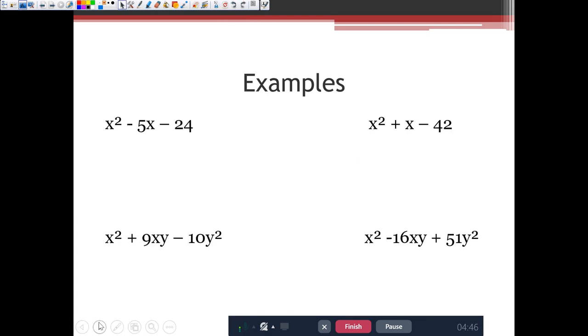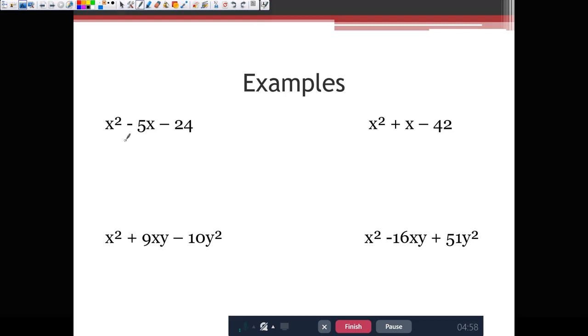So now here, I have a negative number. In order for us to multiply two things together to get a negative number, I'm going to have a positive number and a negative number. However, when I'm adding, I'm also having a negative number. So that means that my larger number needs to be negative. So I'm going to have a positive number and a negative number. So I'm going to have x plus something and x minus something.